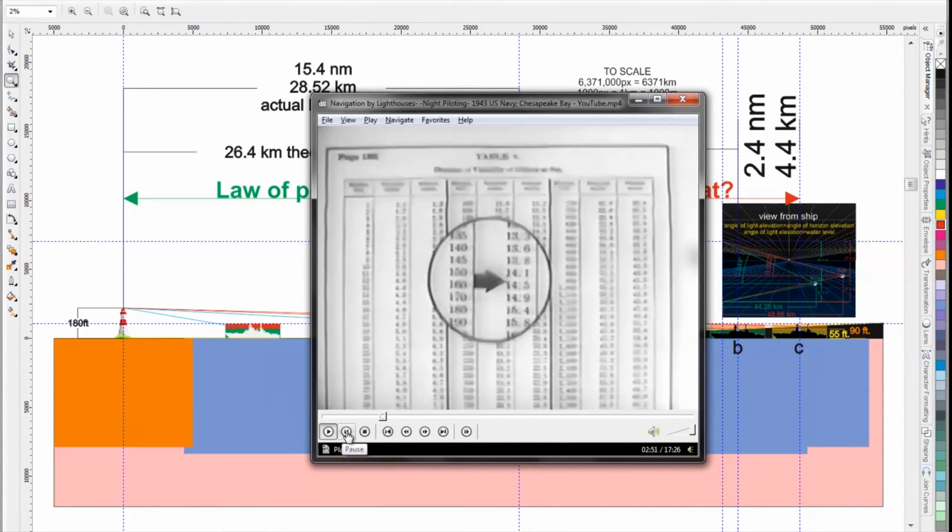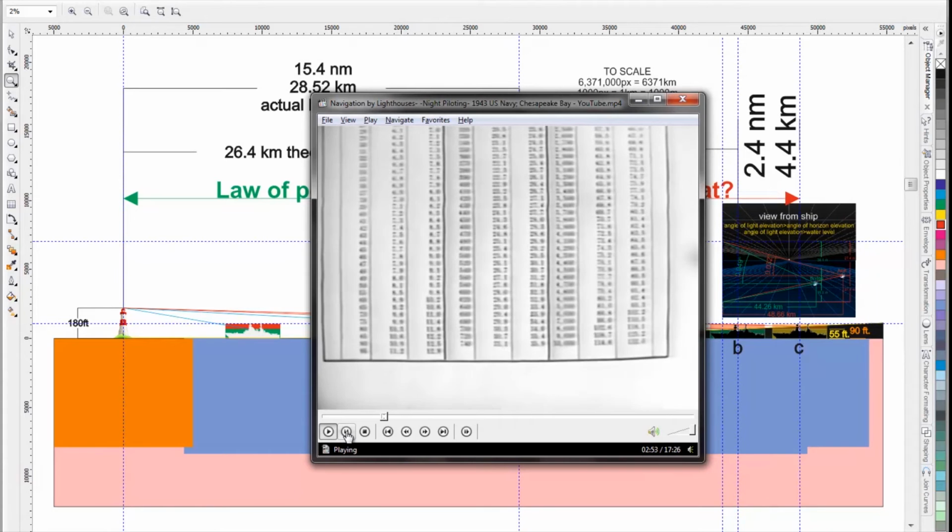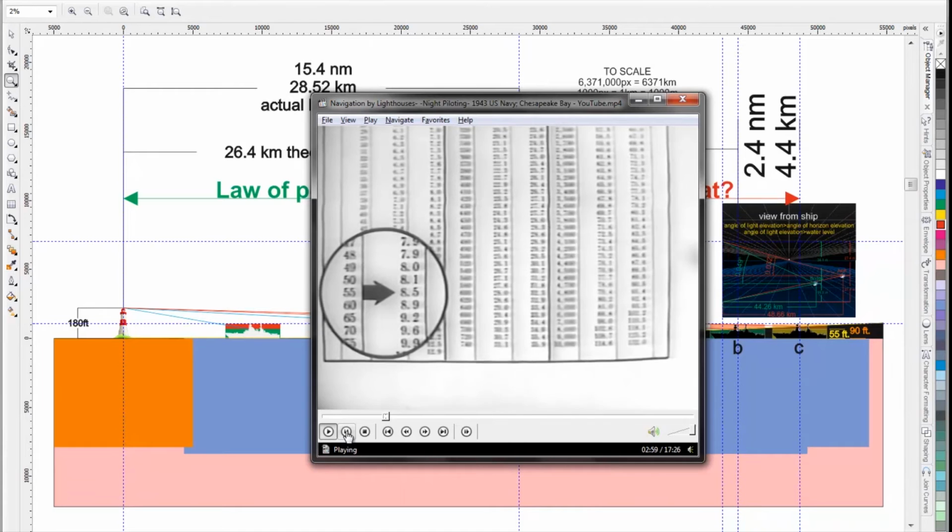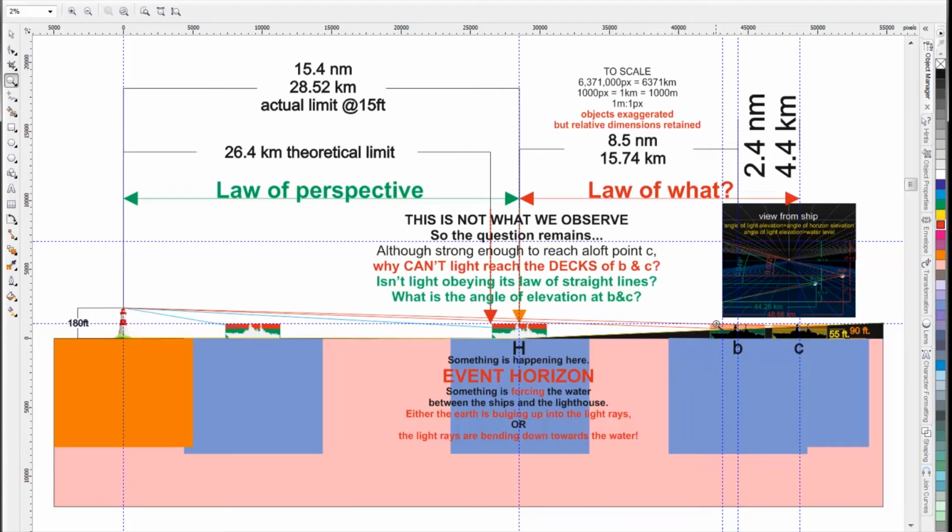Also from this table, he finds the distance of visibility for 55 feet, the height of eye of the Savannah Bridge, to be 8.5 miles. So remember, the captain at the bridge of ship B can just about see 15.74 kilometers or 8.5 nautical miles. So the ship at H will be just exiting his line of sight. It will be just at the limit of his visibility range. So it will be just sitting on the horizon.